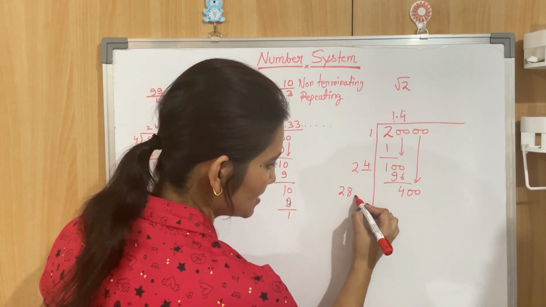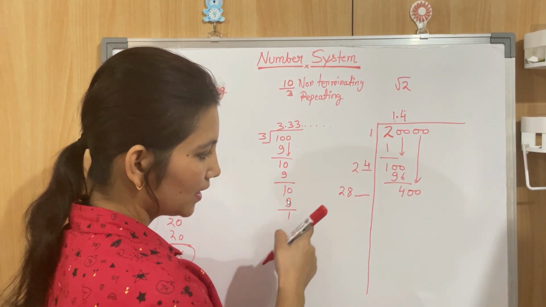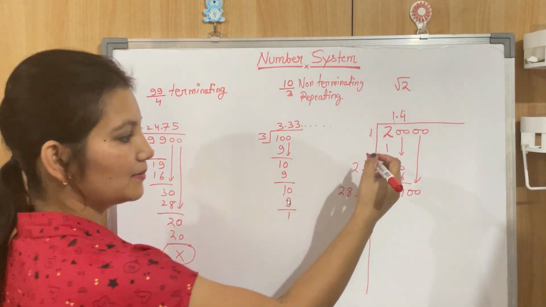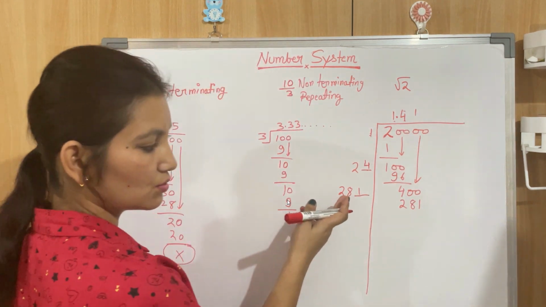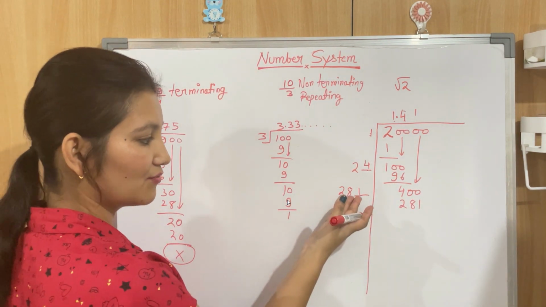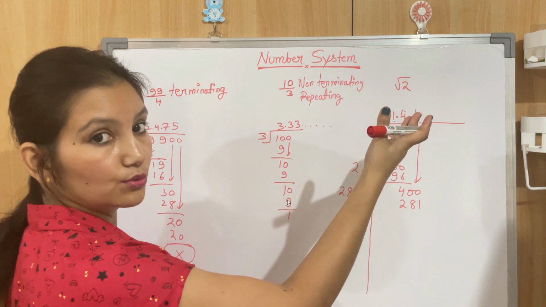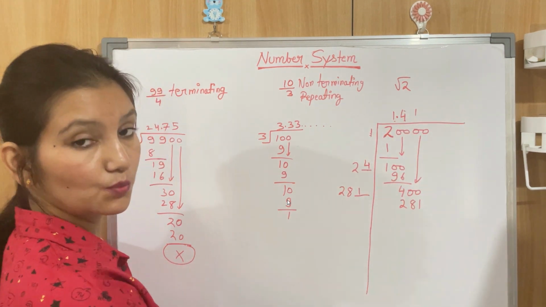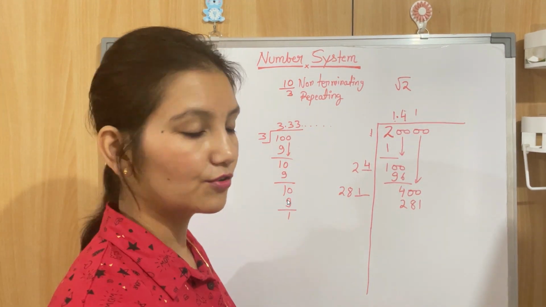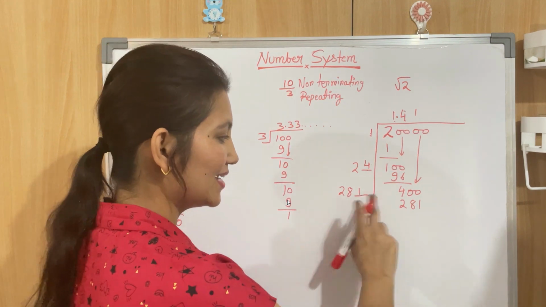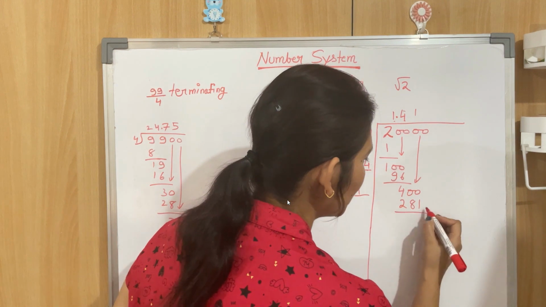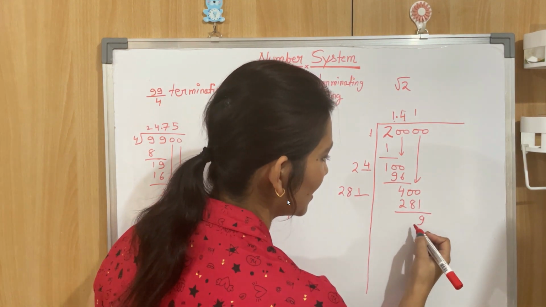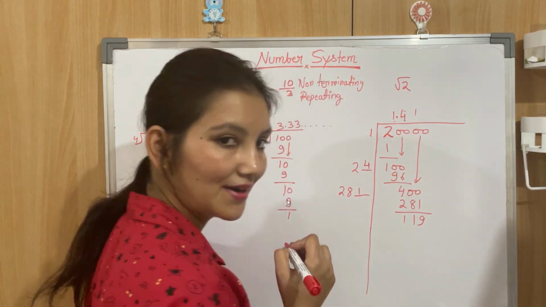And now we have to decide upon the third digit here. So 281 times 1 will be 281, and now there is no scope for any greater number, because if we take 282, 282 times 2 will become greater than 400. So we cannot go for that. So we need to suffice with this 281, 1 times 281, and the remainder will be 119.